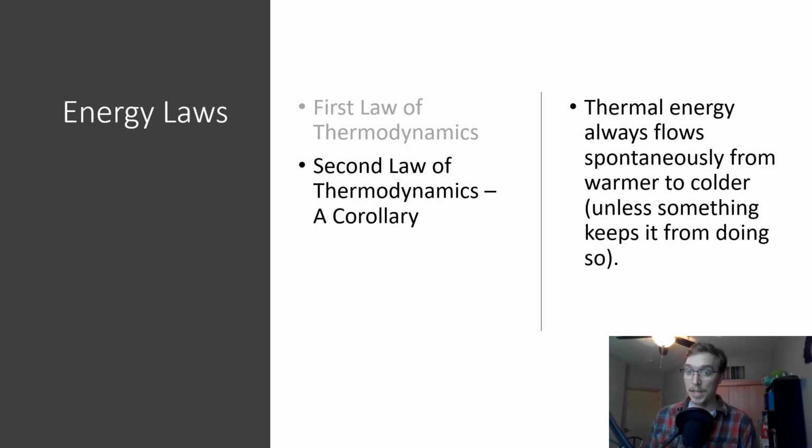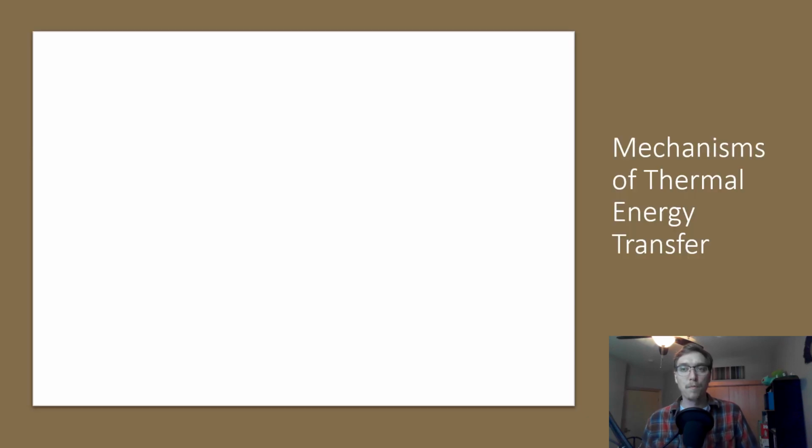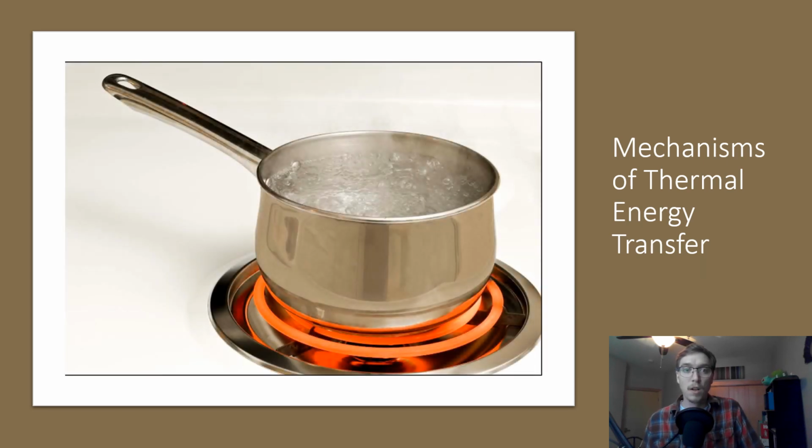A corollary to that second law says that thermal energy always flows spontaneously from warmer to colder areas unless something keeps it from doing so. So let's look at the mechanisms of energy transfer here. Start off, we've got a pot that is on an electric coil heating element and is full of water.